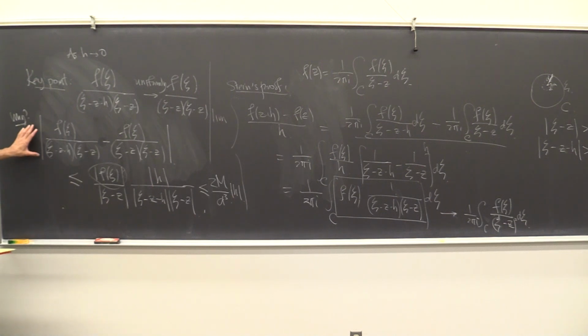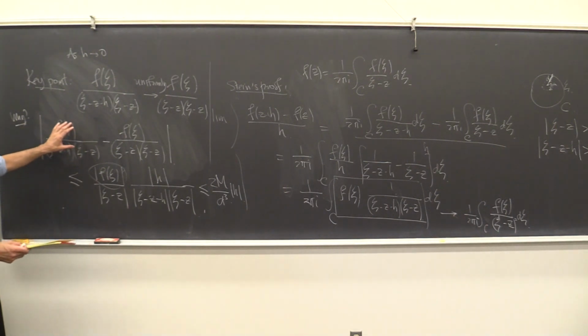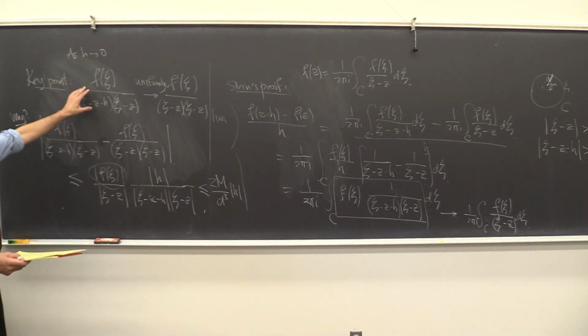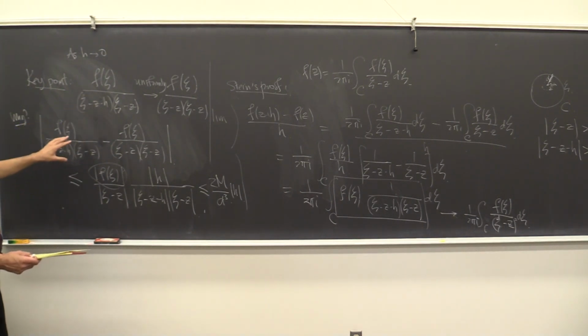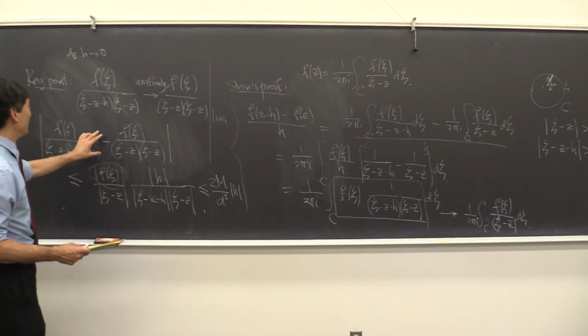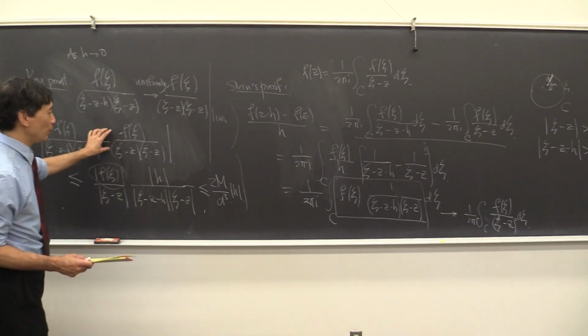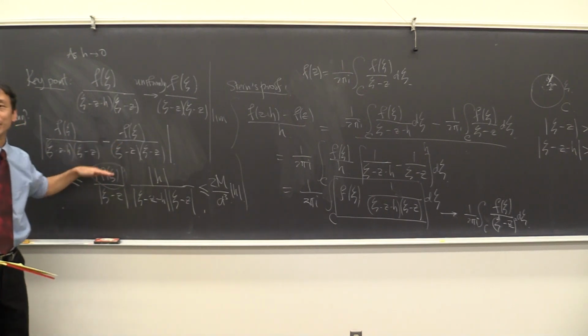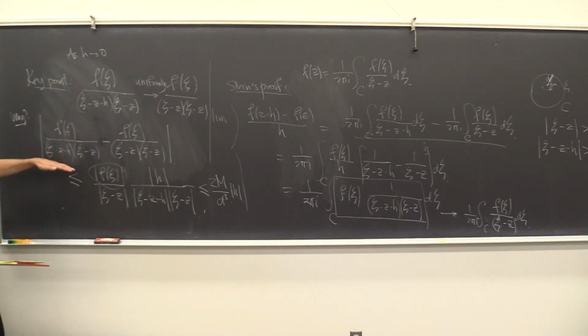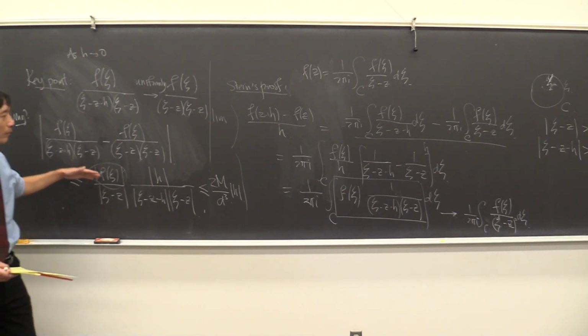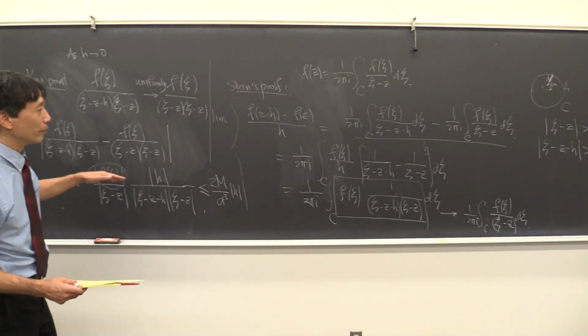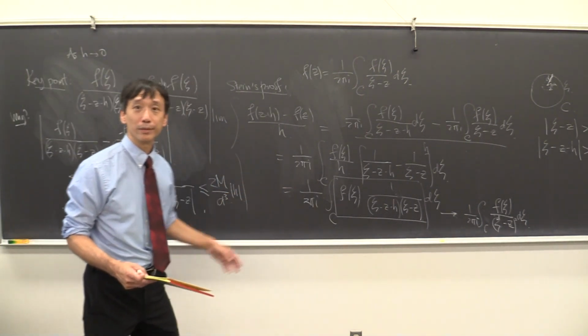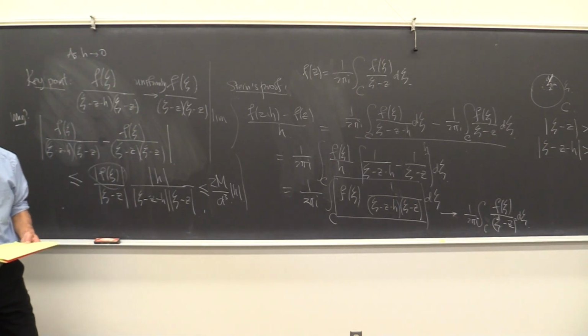And so what's the point? The point is that this thing can be controlled as h goes to 0 independently, right? As h goes to 0. So that gives us the uniform convergence, and that allows us to switch the order. So that's the point.